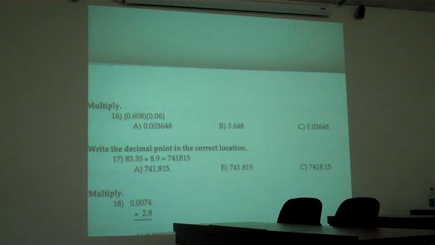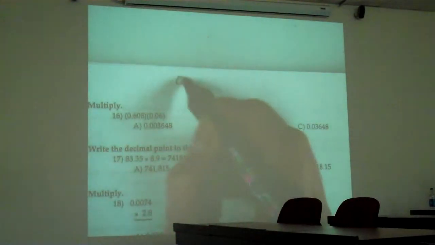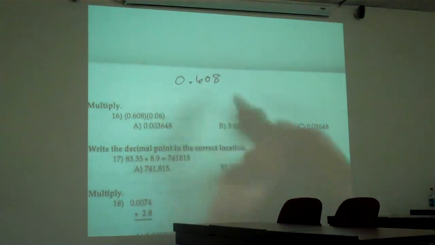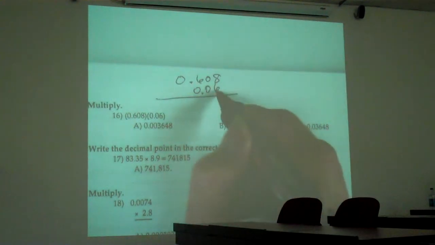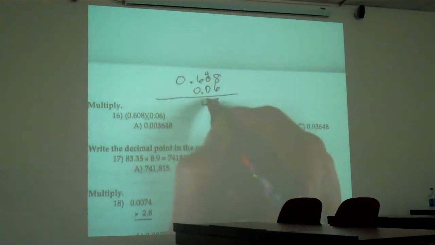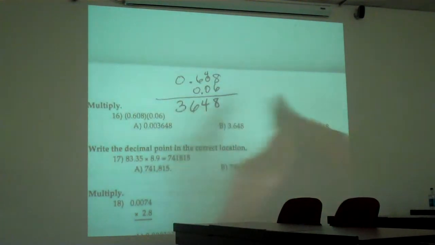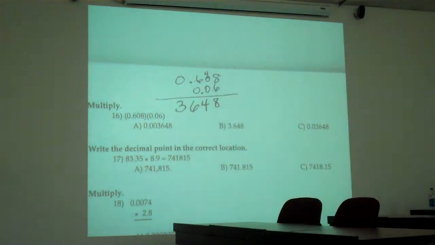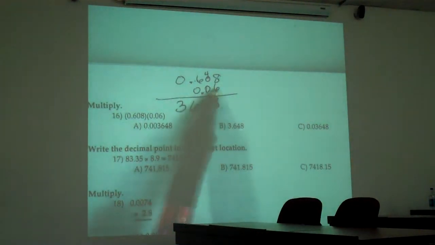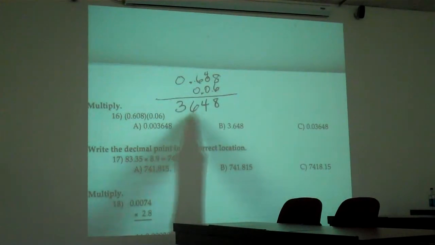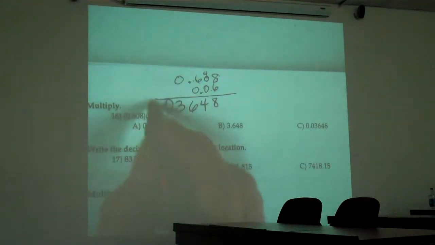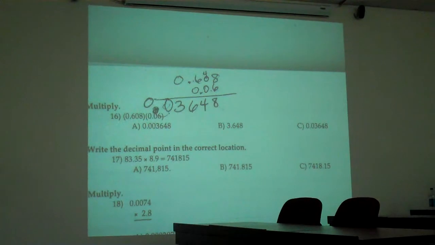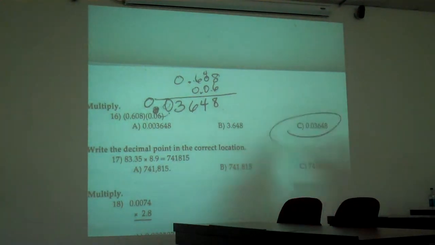16. You need to multiply. I put the one with most numbers on top and just the one with the 6 only on the bottom. That way I only have to multiply one number. 6 times 8, 48. 0 and 4. 6 times 6 is 36. We need to move it back 5 times. 1, 2, 3, 4, 5. And you need to put a 0 in front of it if it starts with a decimal. 0.03648.